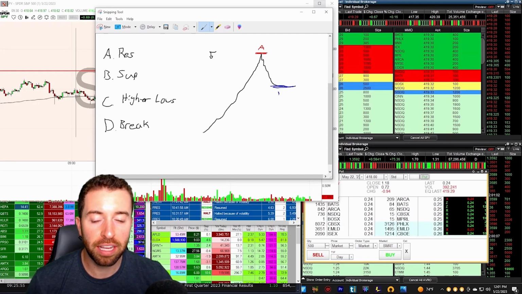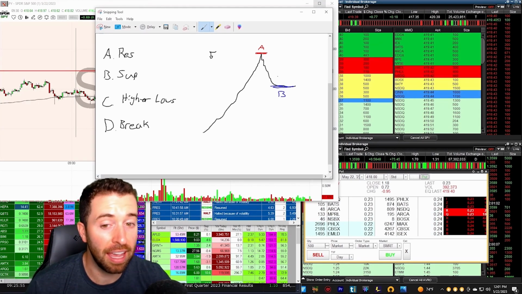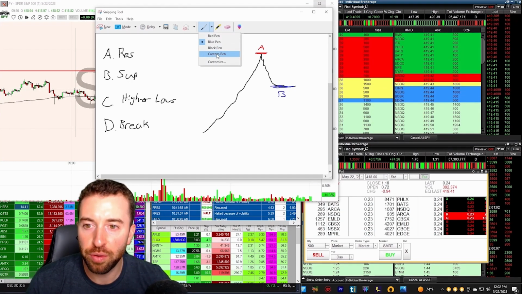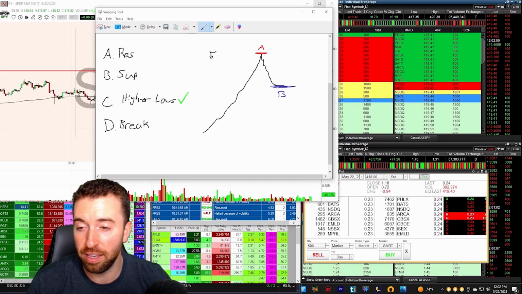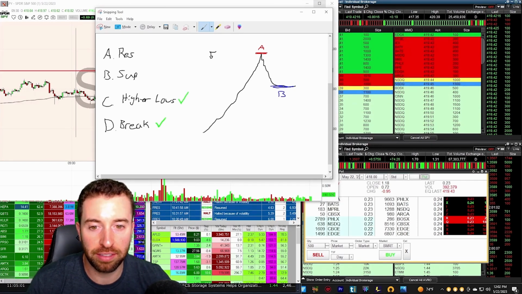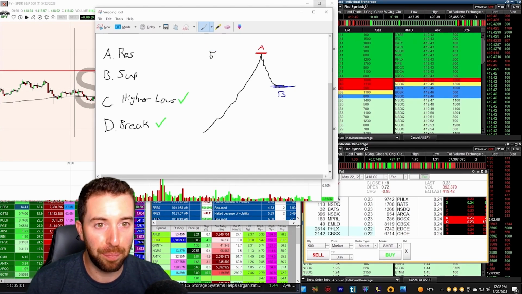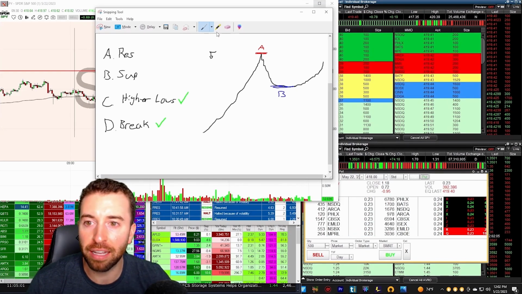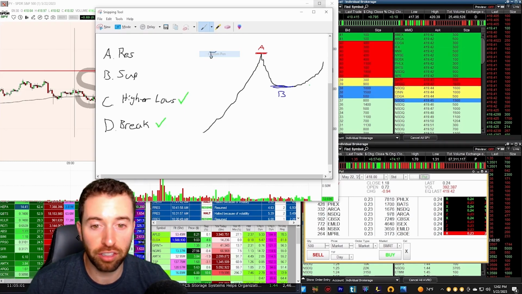Where we have support is point B. And now after we have A and B established, we can start looking for entries. Entries are going to be either on C, or entries are going to be on D. If I see that a stock is starting to build itself back up, building higher lows, this is where you can start entering.